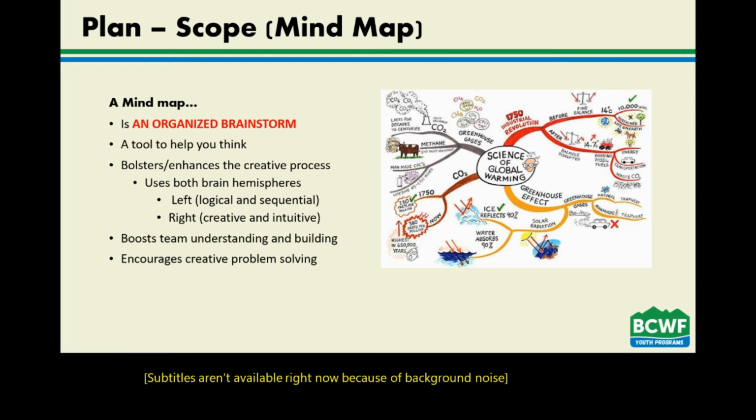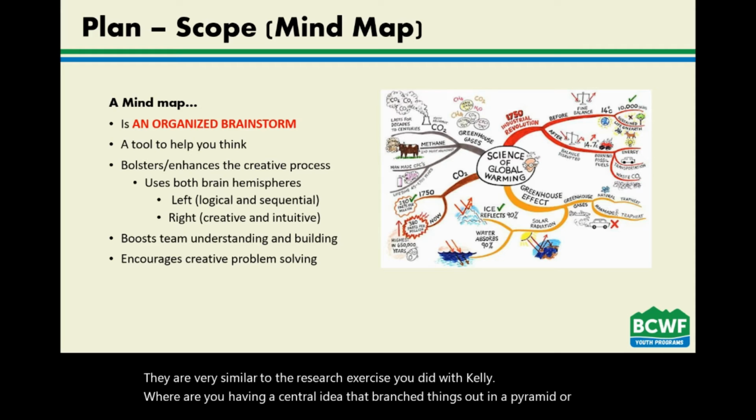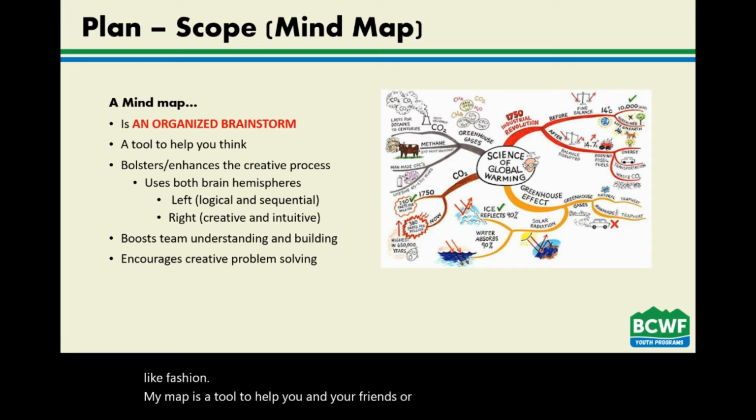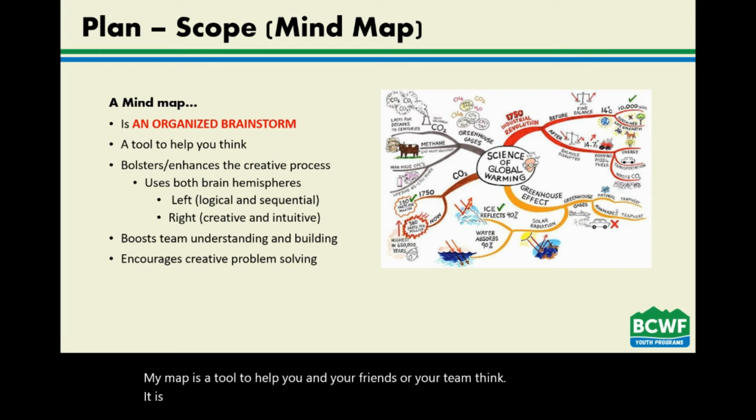Now that you understand scope, let's talk about what a mind map is. Mind maps are an organized brainstorm. They are very similar to the research exercise you did with Kelly, where you had a central idea that branched things out in a pyramid or thought tree-like fashion. A mind map is a tool to help you and your friends or your team think. It is done in a specific way that enhances creative thought. If you think about Kelly's exercise as a thought tree, a mind map is a thought forest.